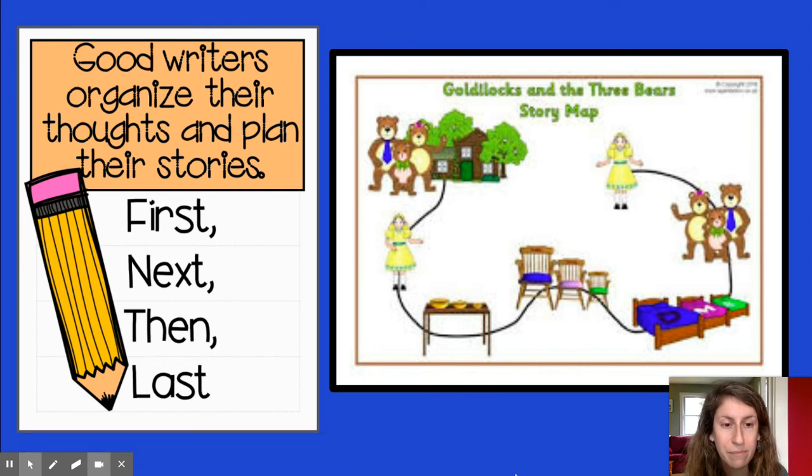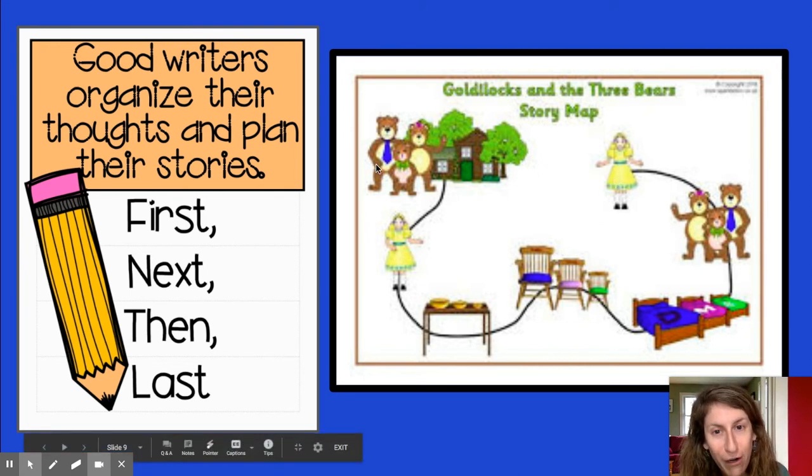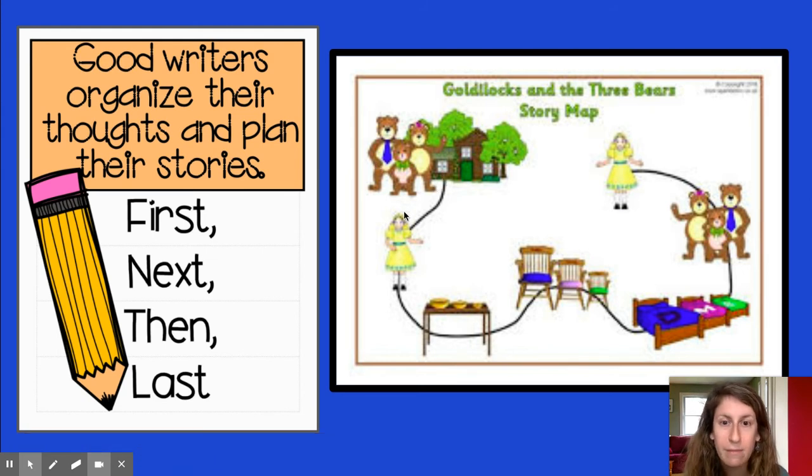and the Three Bears, you'd say, first, the Three Bears left their house. Next, Goldilocks went into their house without permission. Then she ate Baby Bear's porridge, broke Baby Bear's chair, and slept in Baby Bear's bed. Last, the bears came home and Goldilocks ran away for good. Okay, so that's kind of an example of beginning, middle, and end. Okay, so we have four things that we know.